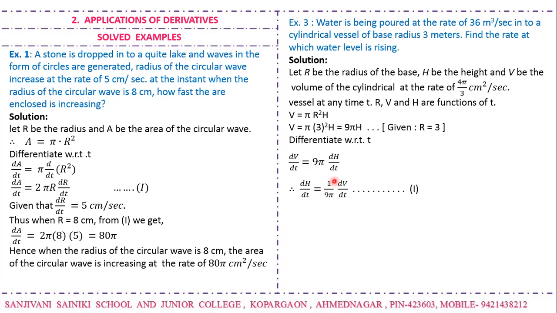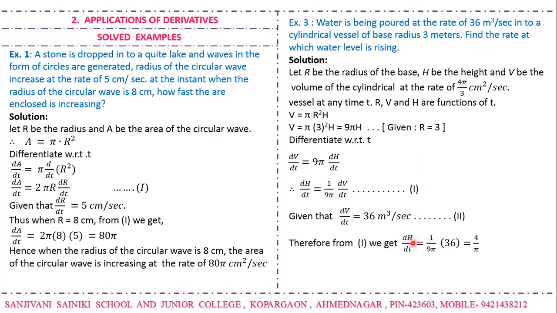So height, the change in height we want to find out. So dH by dt take outside. So what is given now? Rate of change of the volume is given. dV by dt is 36 meter cube per second. So in 1 second it changes by 36 meter cube.